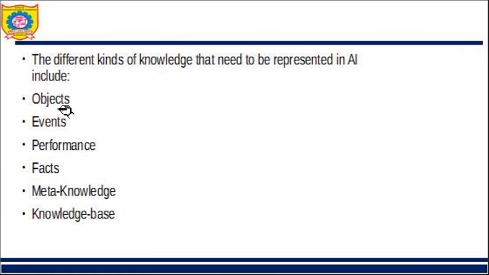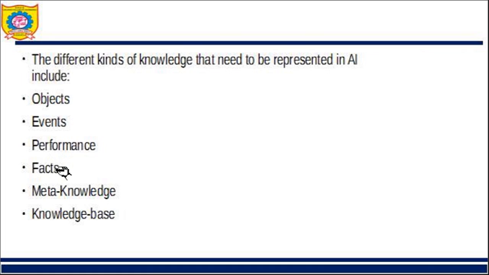What do you mean by object? Any entity in the real world domain, any object. Like if I talk about hospital management, the patient is an object, doctor is an object, right? Events are nothing but actions, okay. Actions in the sense, the patient visits the doctor, the doctor checks the patient in this fashion. Third is performance. Performance is the behavior which involves knowledge about how to do various things.